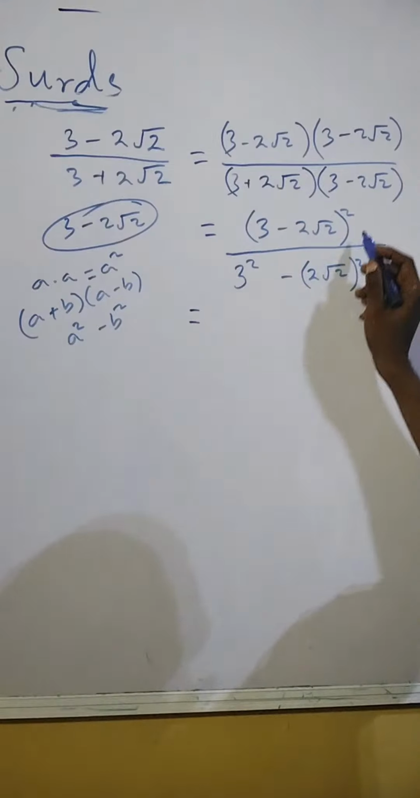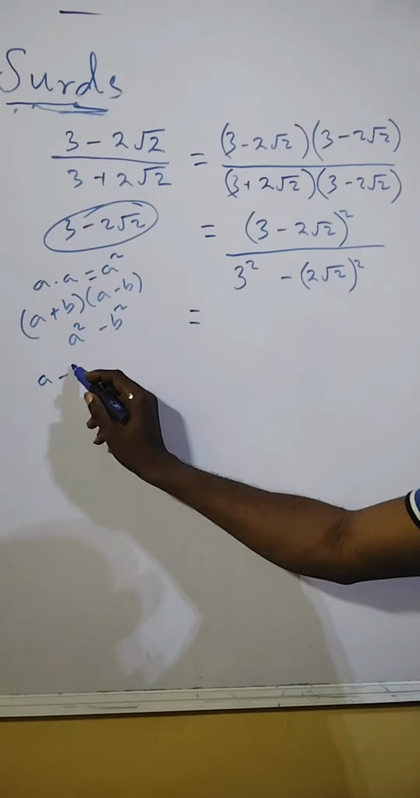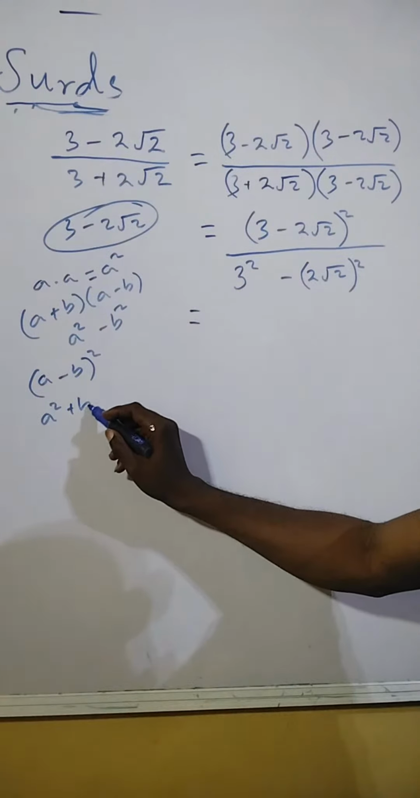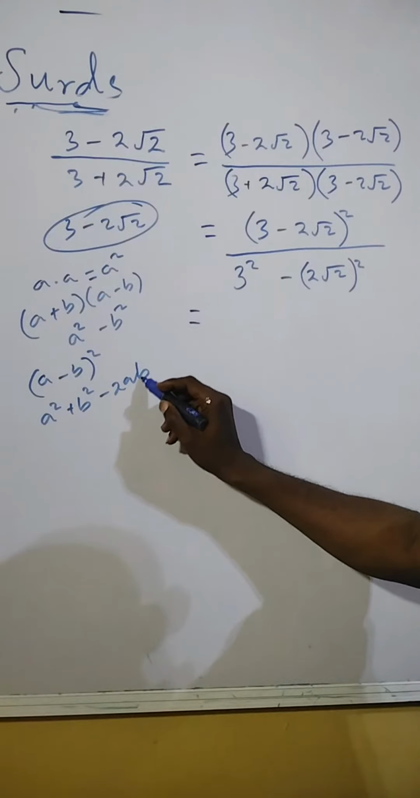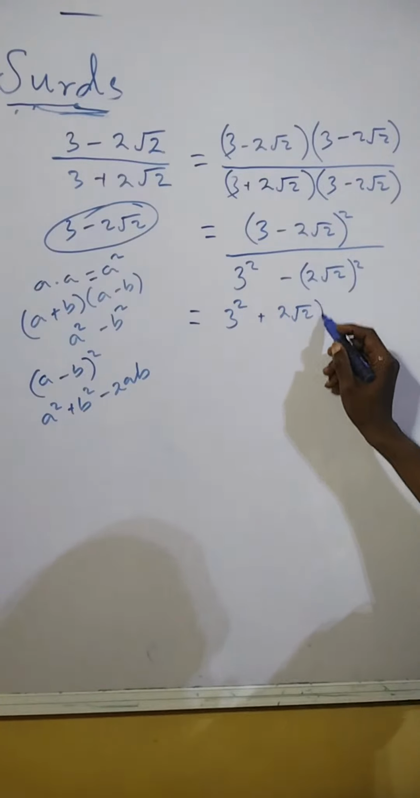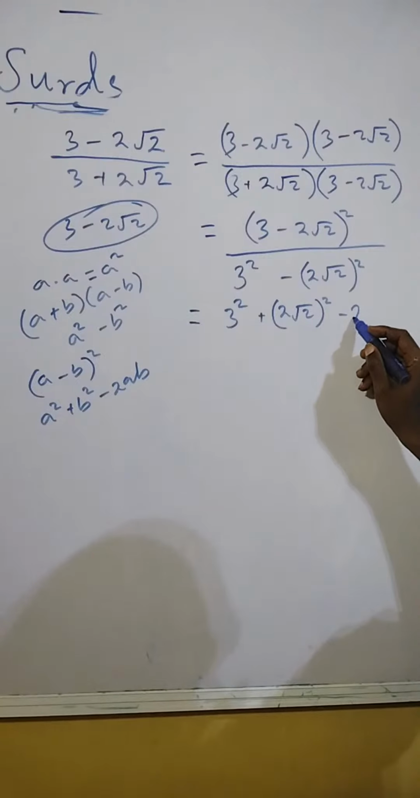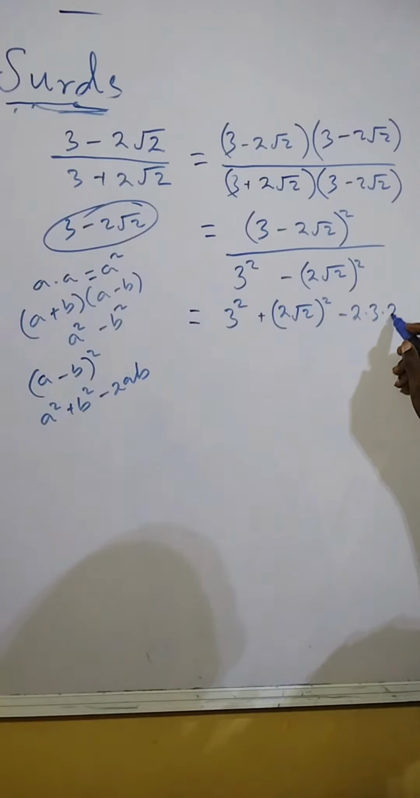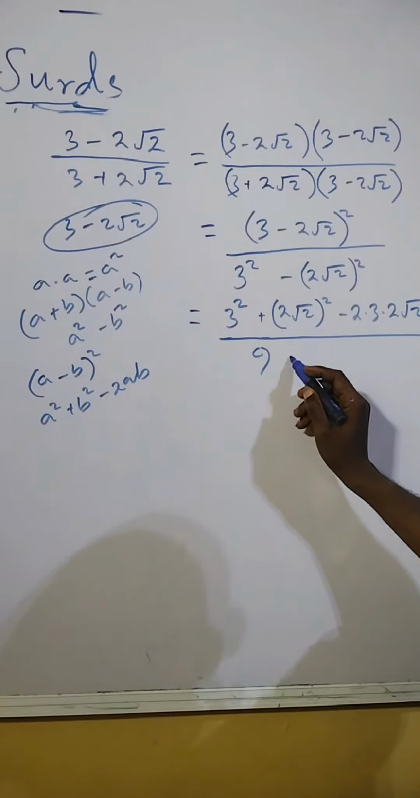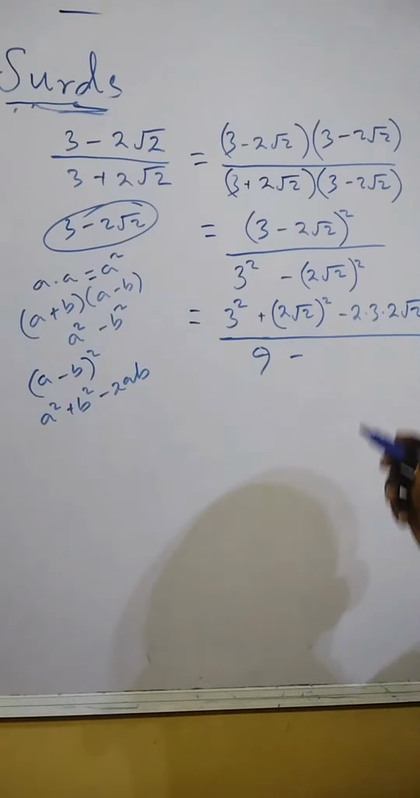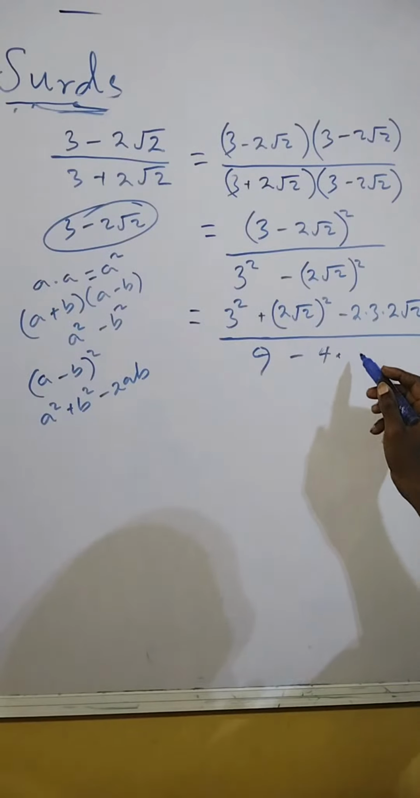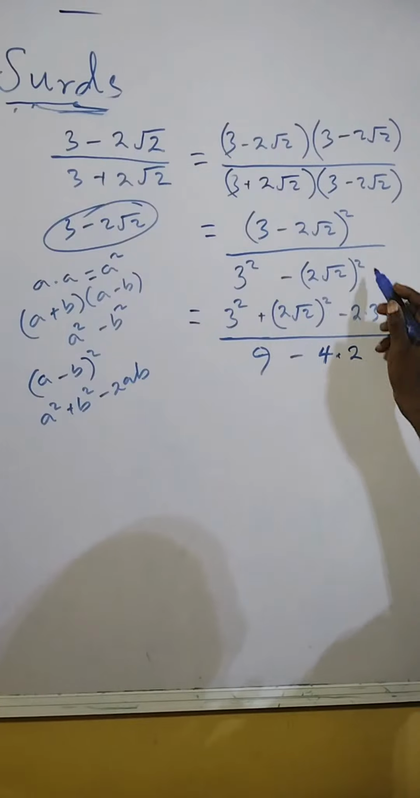Then we expand this as well. When we have a minus b all squared, we can expand this as a squared plus b squared minus 2ab. So here we have 3 squared plus 2 root 2 all squared minus 2 times 3 times 2 root 2, which is divided by 3 squared, that's 9, minus. Here the square affects 2, and 2 squared is 4, then times root 2 squared, that's 2.